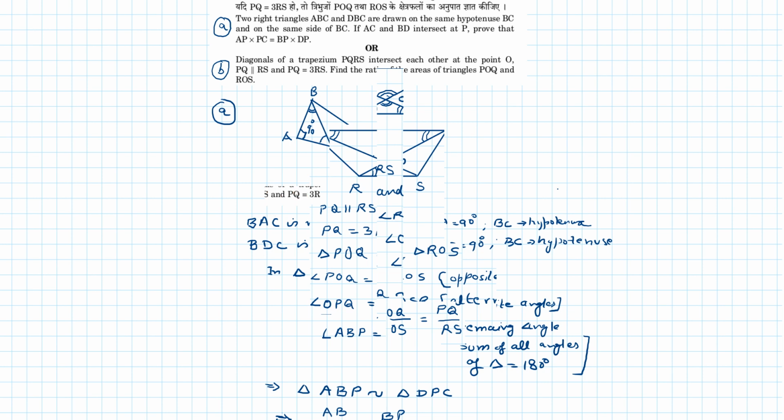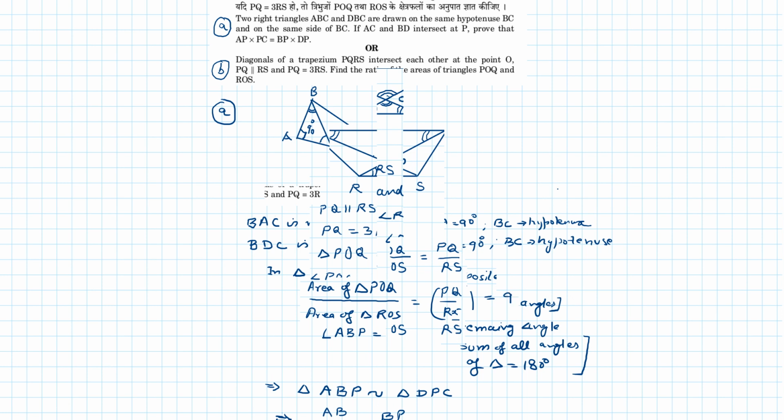Now, we know that the areas of similar triangles are in the ratio of the square of their sides. So area of POQ divided by area of ROS, taking any of these sides, let us say PQ upon RS, whole square, that is 3 square, basically 9. So the ratio of the areas of these two triangles POQ and ROS is 9:1.